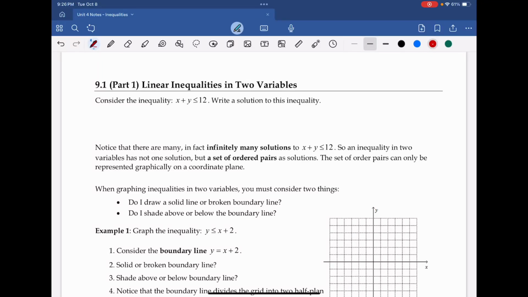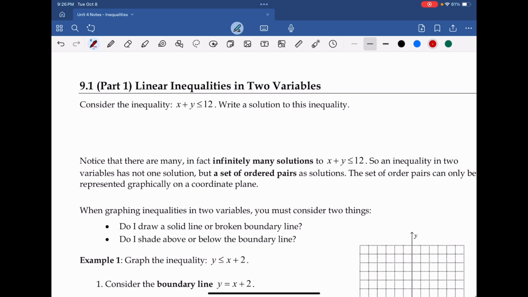All right, so for our second lesson of inequalities, we're going to go into linear inequalities in two variables. So this will be our 9.1. Now, we start the lesson off by asking ourselves to consider the inequality x plus y is less than 12. And they say write a solution to this inequality.